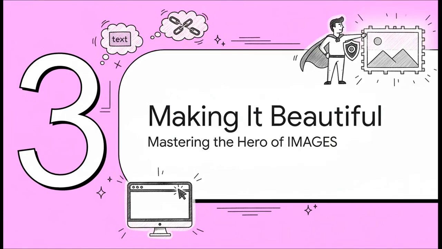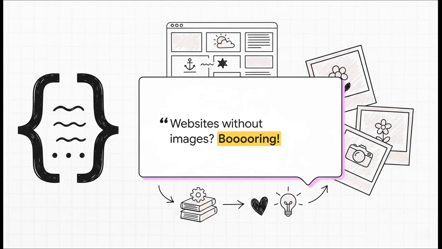So now you can write text and you can link pages together. You've basically built a functional website. But let's be honest, it's probably not very exciting to look at. Let's fix that by mastering our final hero, images. I mean, exactly. You could have the best text and links in the world, but images are what give a website its personality, its life. A giant wall of text is fine, but a page with visuals is what really pulls you in.